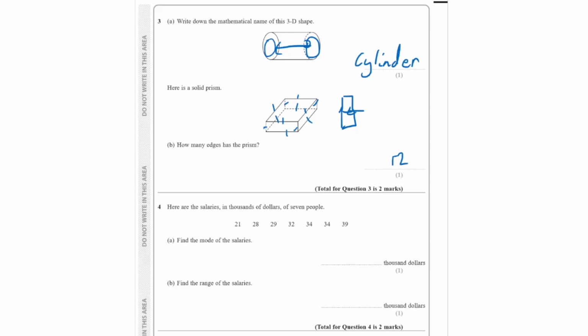Question 4. Here are the salaries, in thousands of dollars, of 7 different people. Find the mode of the salary. So the mode is the most common.